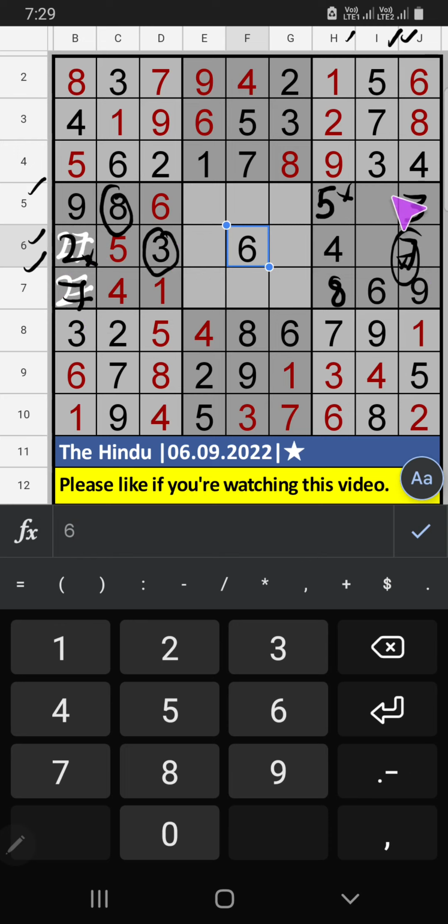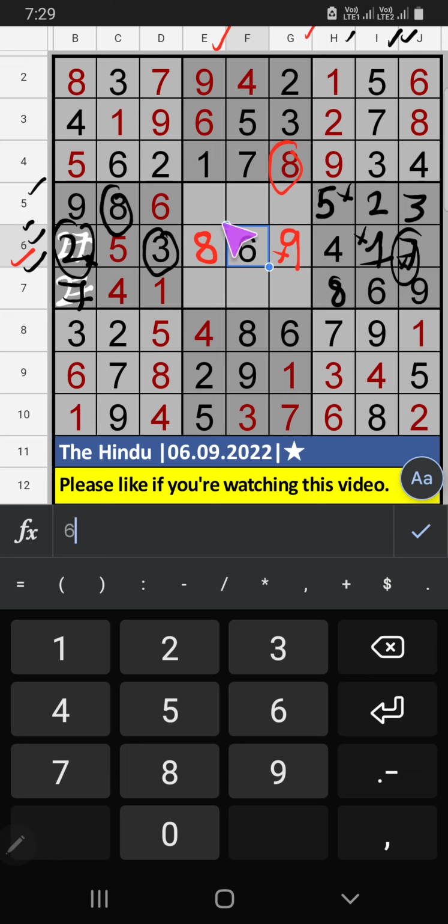Column I, 2 numbers are remaining, 1 and 2. 6th row, we have 2. So 2 can't come in the cell, 2 is confirmed here. Then 1 is here. 6th row, 2 numbers are remaining, 8 and 9. Column J, we have 8. So 8 can't come in the cell, 8 is confirmed here. Then 9 is here.